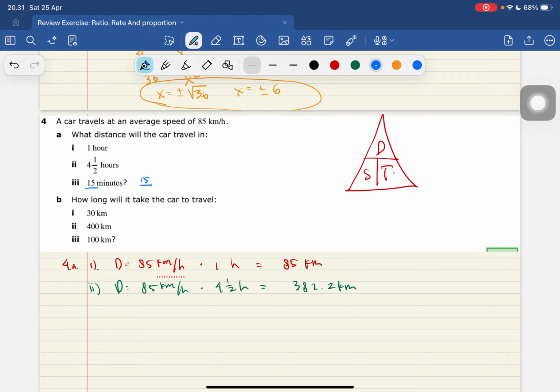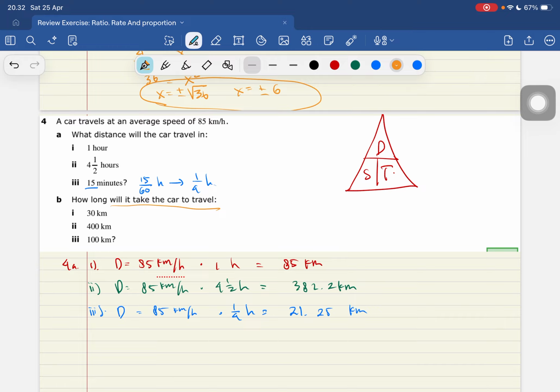Okay, 15 minutes. This is 15 over 60 as hour, so we could simply write this is 1/4 hour. So the distance is 85 km per hour multiplied by 1/4 hour. So we got 21.25 km.